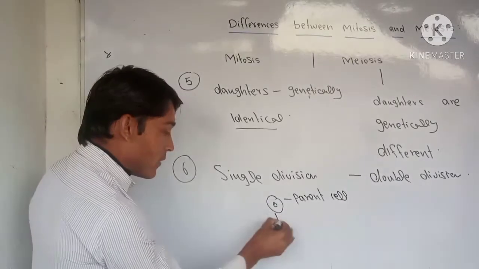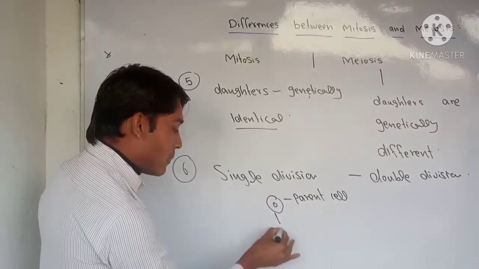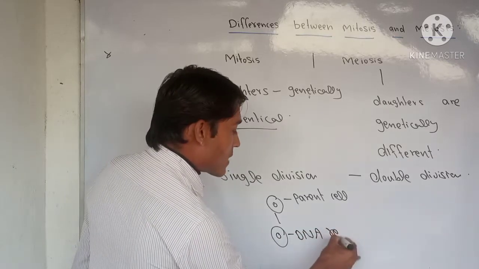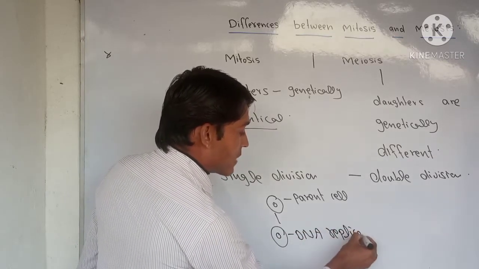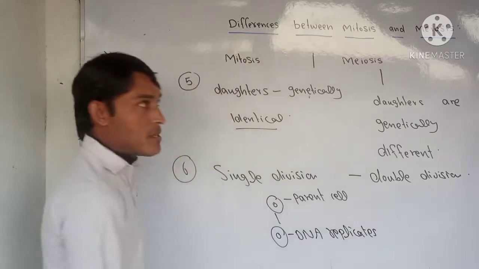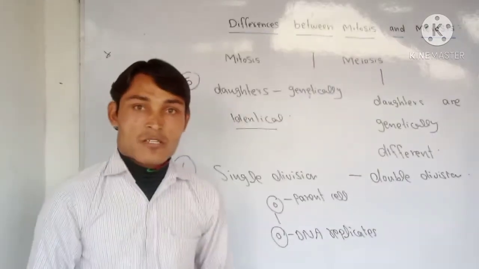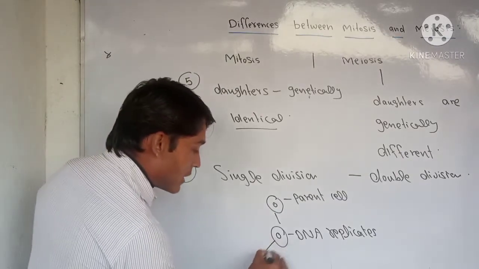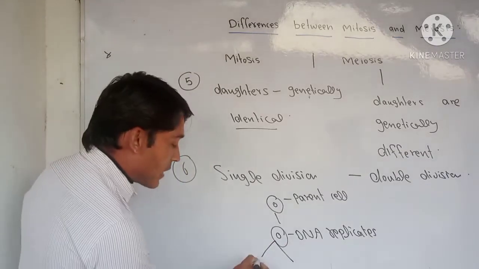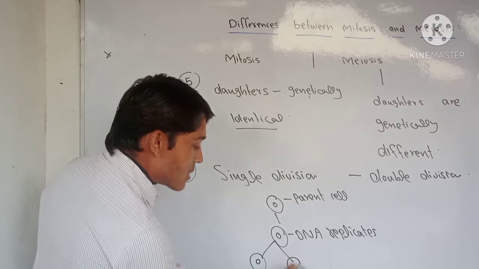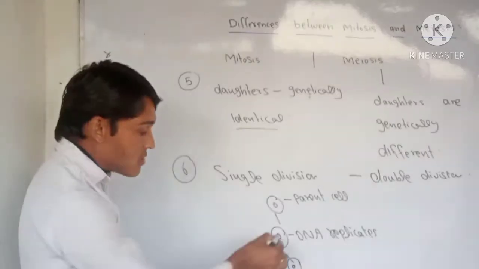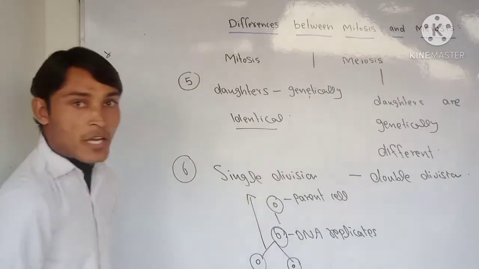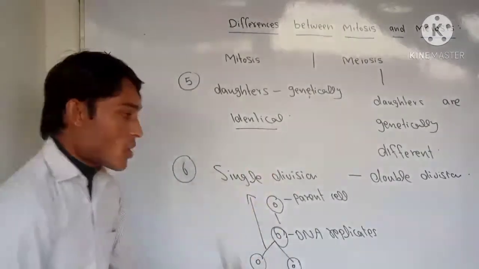So this parent cell will replicate, meaning the DNA will replicate. What does replicate mean? Simply, replicate means to get a copy. The DNA will get a copy, and this cell will further divide into 2, and this is called single division. Because one cell is divided into 2, this is called single division. And if we talk about double division, let's talk about that also.